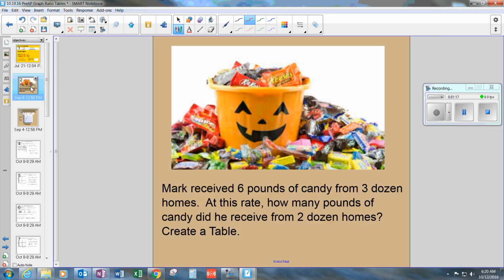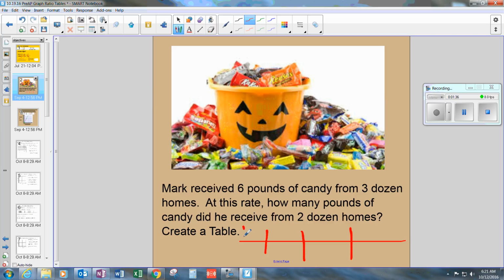So you know Halloween is coming. Mark received 6 pounds of candy from 3 dozen homes. At this rate, how many pounds of candy did he receive from 2 dozen homes? Let's create a table.